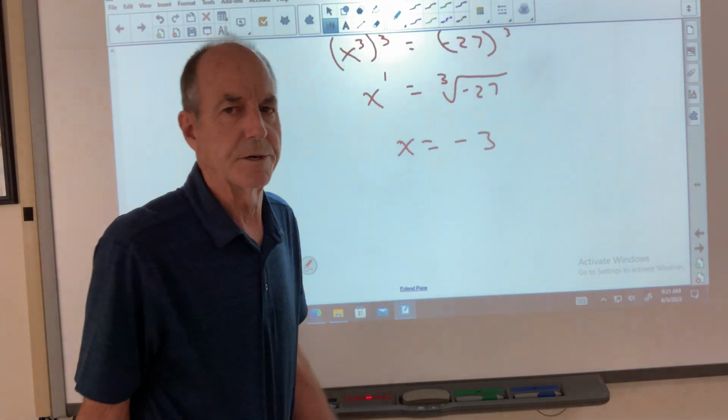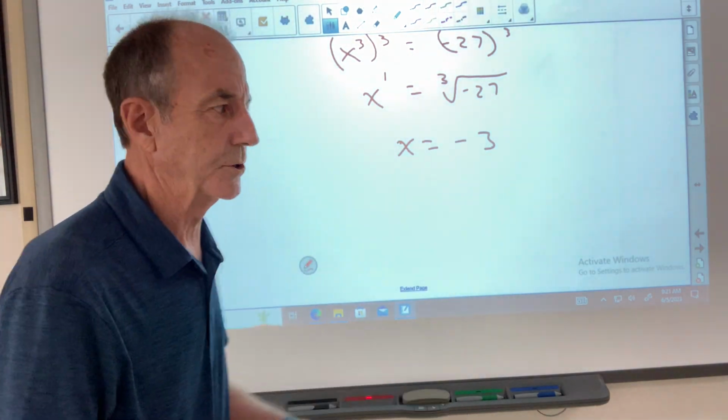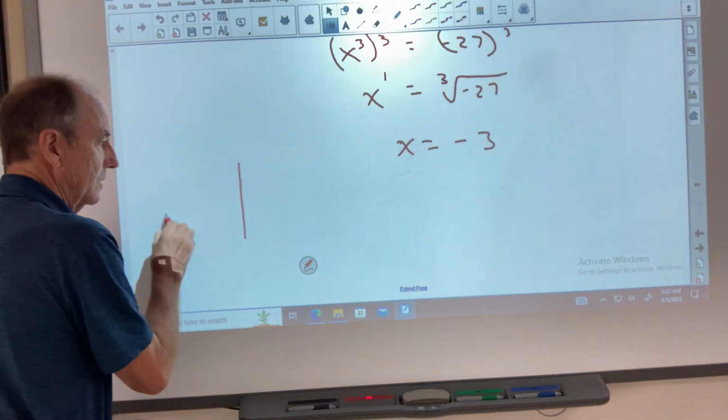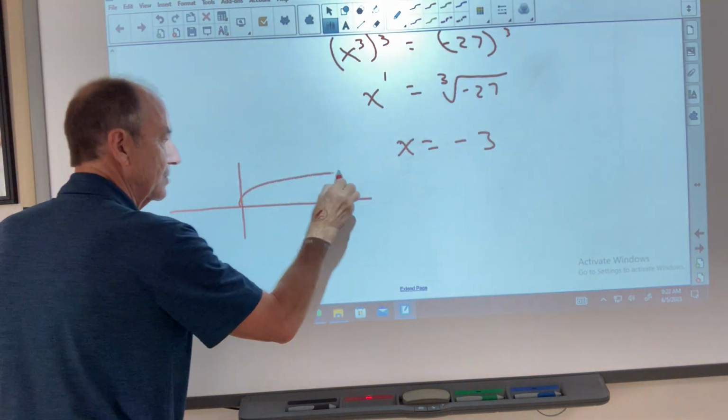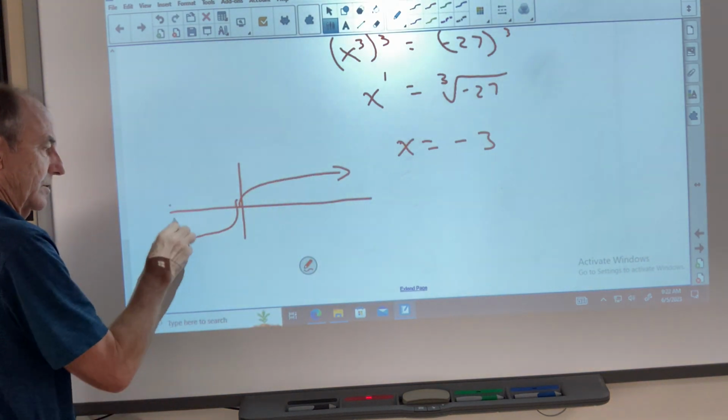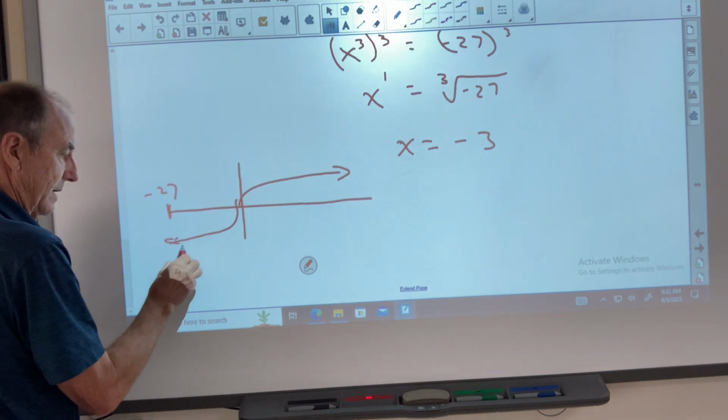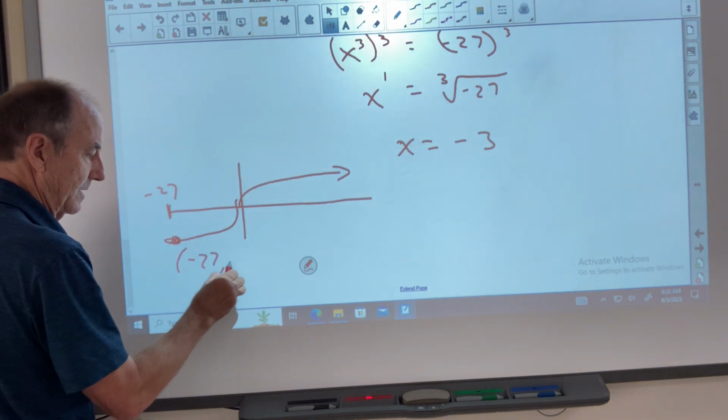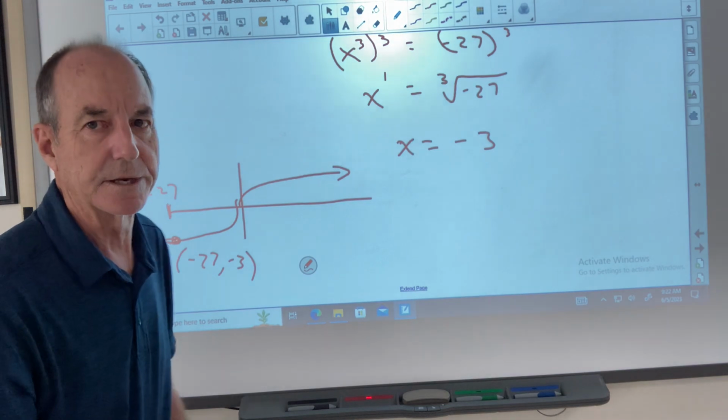I had a number of people say you can't do the cube root of negative 27. Of course you can. I mean, think about the cube root function. The domain is all reals, right? So yeah, you can come out here to negative 27, and there's that ordered pair, negative 27, negative 3. Cube root of negative 27 is negative 3.